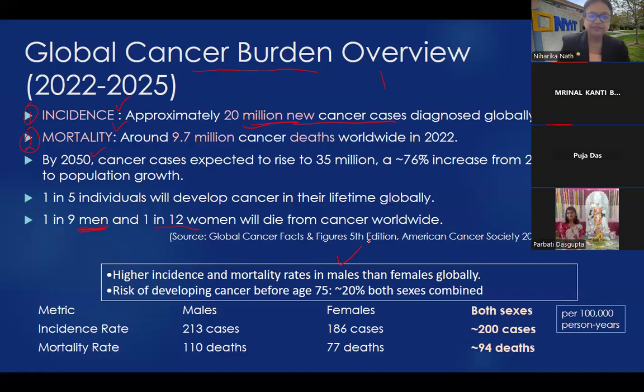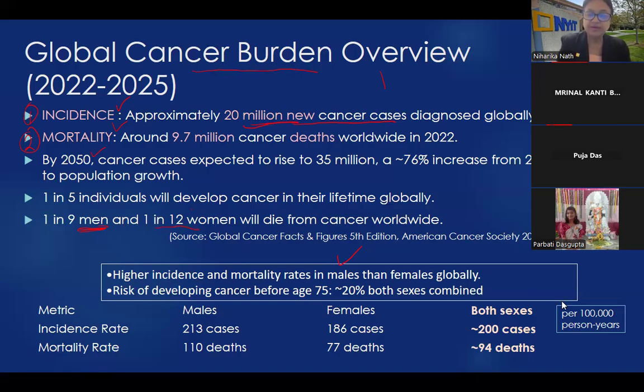For both sexes combined, about 20% globally have the risk of developing cancer before the age of 75. We all know that the longer you live, there will be more cancer, because cancer is happening because of genetic mutations that accumulate over time. That is a known fact.